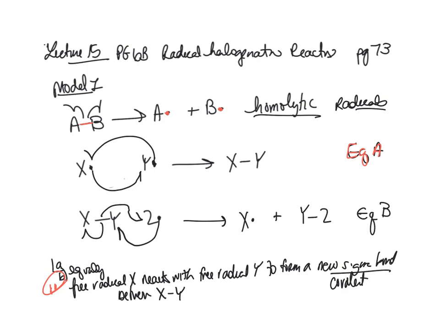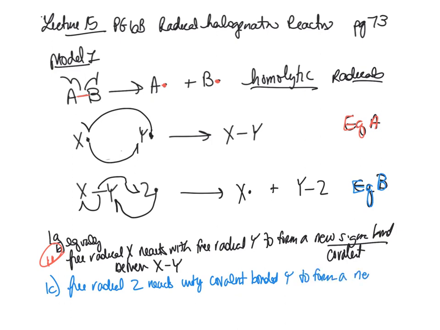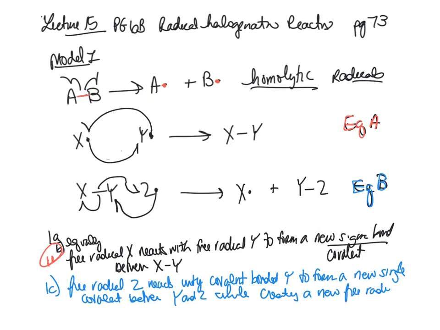Describe how the bonds are forming in equation B. All right, well, equation B, this is 1C: free radical Z reacts with covalently bonded Y to form a new single covalent bond between Y and Z, while creating a new free radical X.